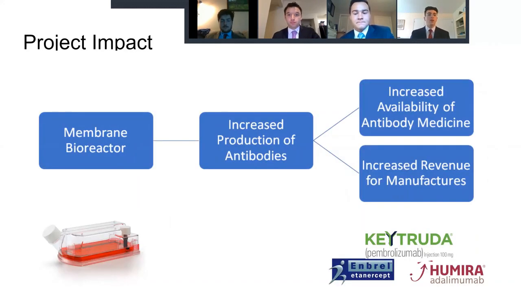So from our senior design project, we've learned that the membrane bioreactor is a sound replacement to the traditional bioreactor, both in terms of economics as well as cell production. A switch from a traditional bioreactor to a membrane bioreactor by a pharmaceutical company will allow for increased production of antibodies and therefore increased profits for that company. This would also impact regular people by making their antibody medicines more available to them. This result is especially important now in a time where there's a severe shortage of medical supplies.